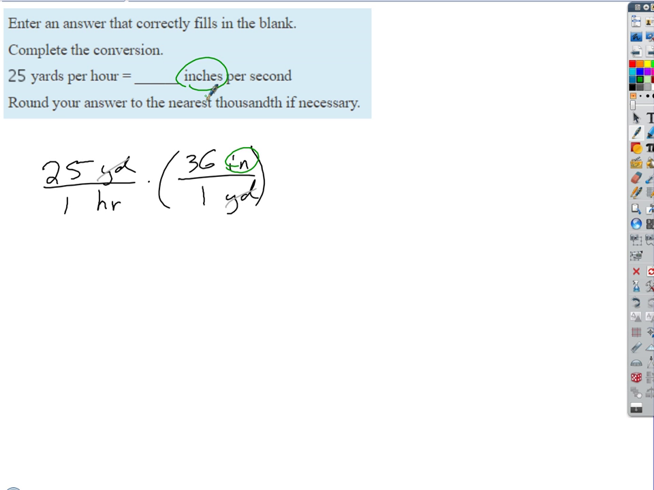the hours. Okay, so Ruby, what am I gonna do if I wanna cancel hours on the bottom? What unit has to go on the top? Hours, because I wanna cancel hours, right? We already took care of the length unit. We traded yards for inches, so we're done with that part, right? But now I know here I wanna get hours on the top.